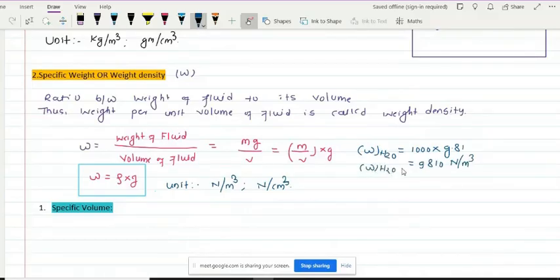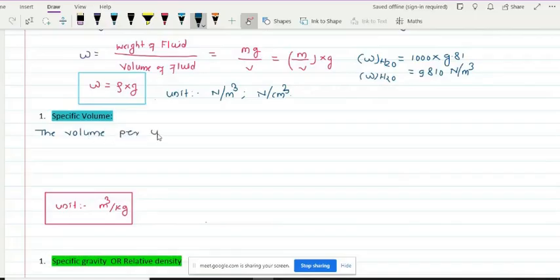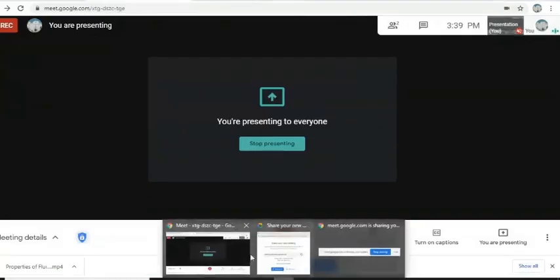Okay. Next property, specific volume. The volume per unit mass is called specific volume.